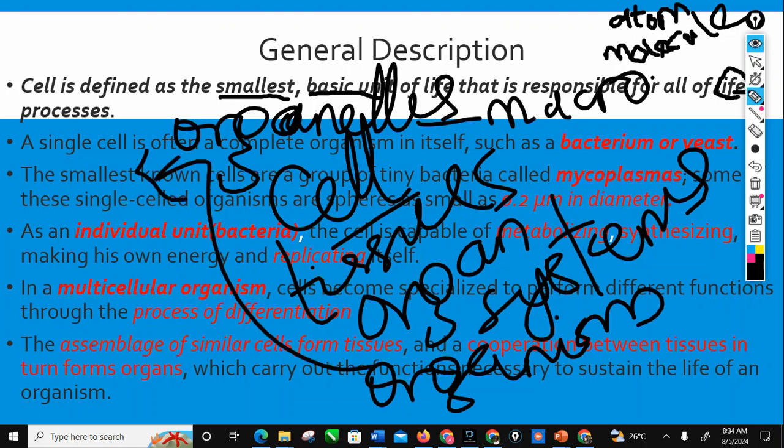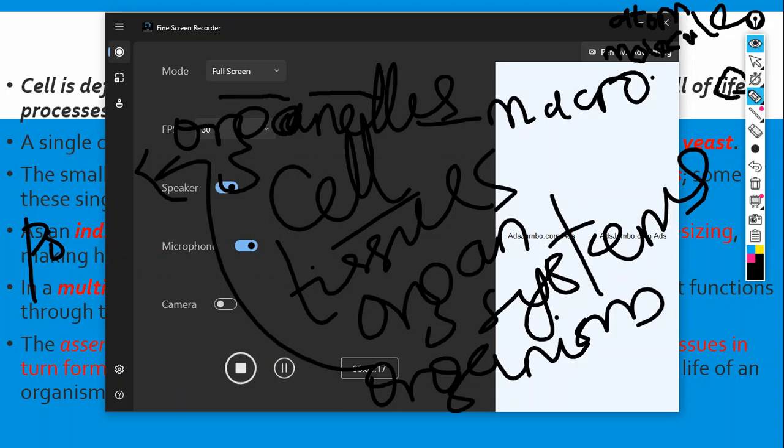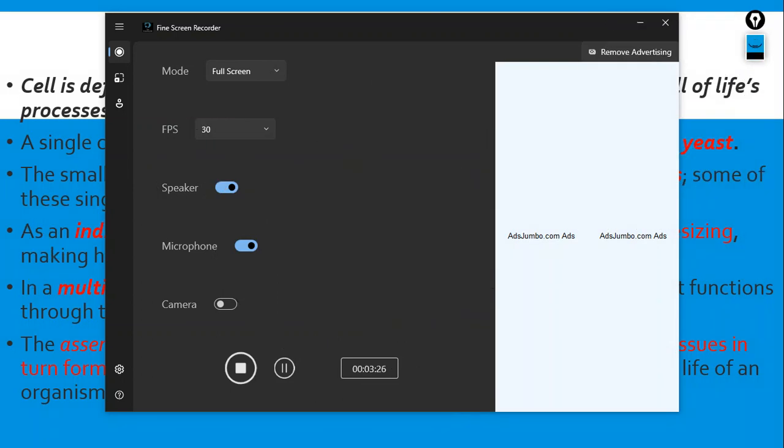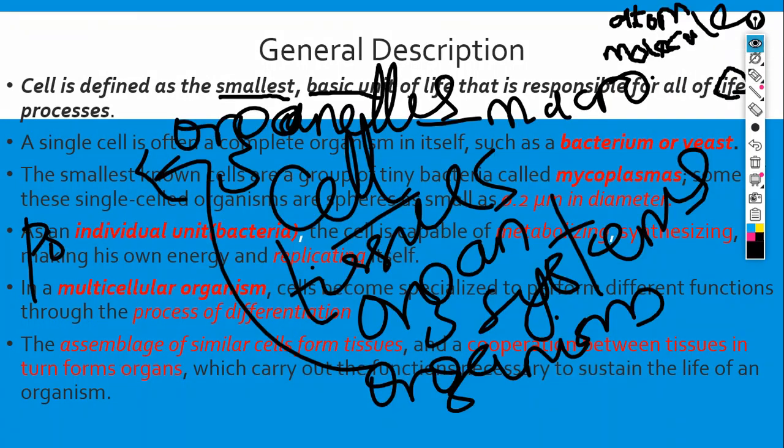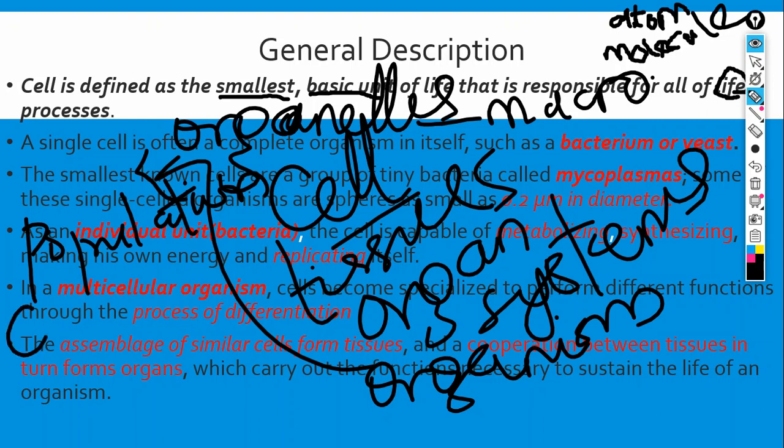When organisms of the same species come together in their number and work together, they form a population. Then whenever we have populations of different organisms, many different populations will form a community.